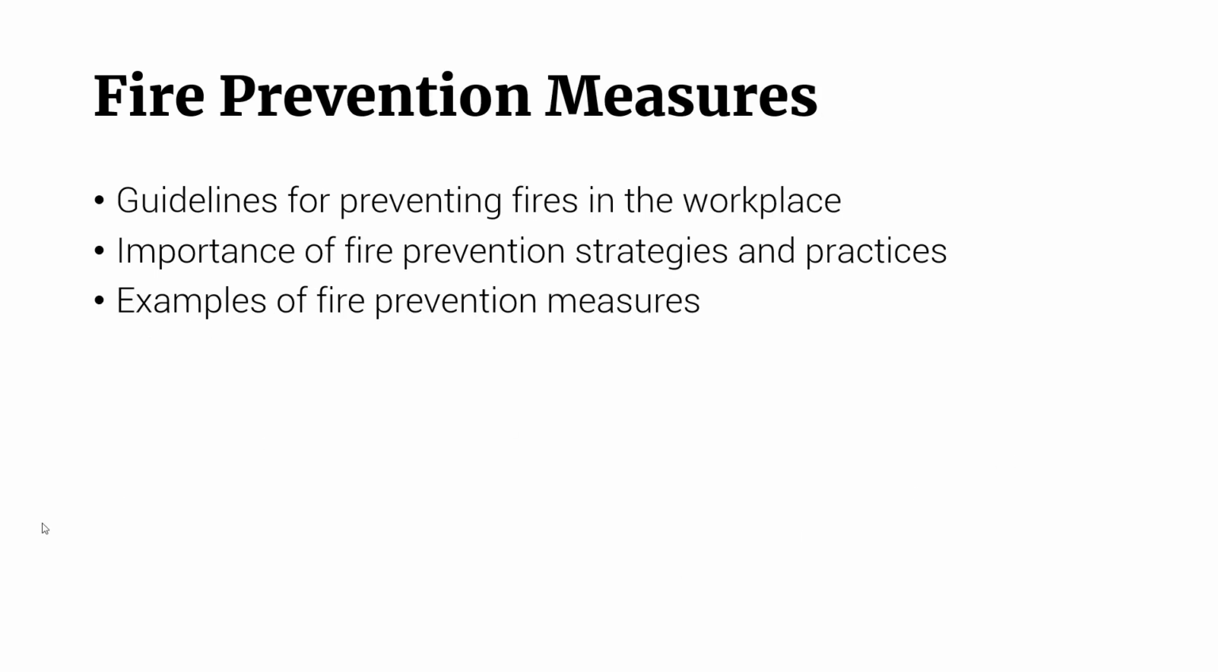Fire prevention measures. We have here the guidelines for preventing fires in the workplace, the importance of fire prevention strategies, and examples of fire prevention measures. When we say guidelines, again, dito yung mga standards and regulations na dapat nating sundin to prevent fires in the workplace. Una-una, implement a comprehensive fire prevention program that includes identifying and addressing potential fire hazards, conducting regular inspections, and enforcing safety policies and procedures.